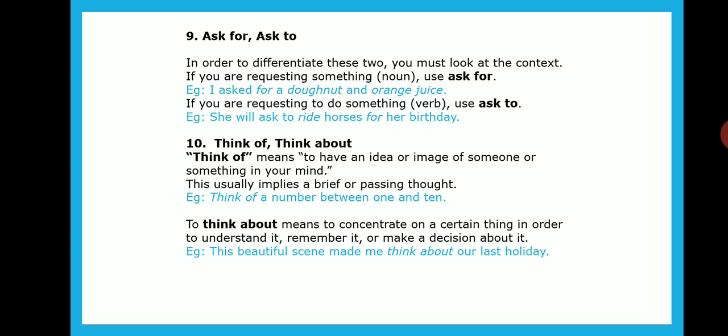Think of and think about. Think of means to have an idea of someone or something in your mind. Think of a number between 1 and 10. It is just a passing thought. Think about means you deeply concentrate, you understand it, you remember, and then you take a decision regarding that. This beautiful view made me think about our last holiday.